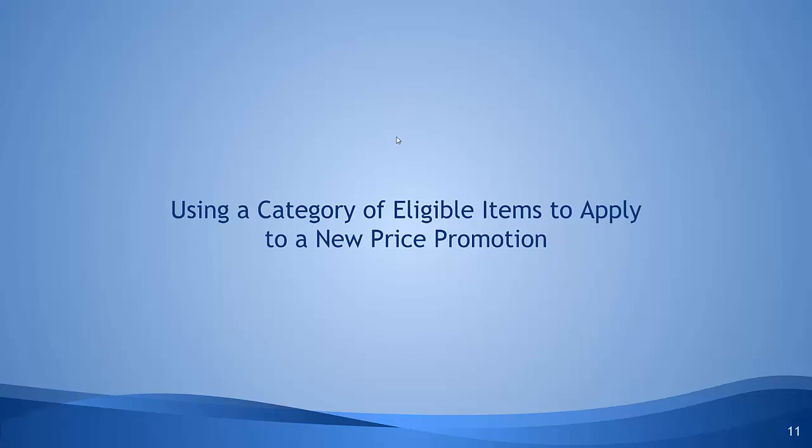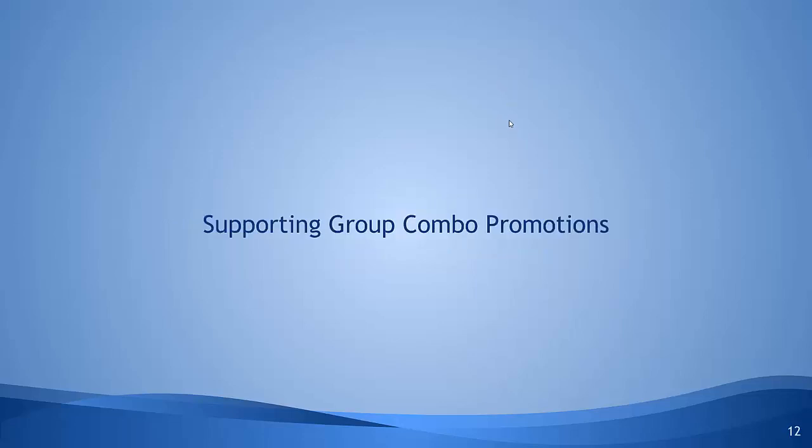Using a category of eligible items to apply to a new price promotion. This is significant because previously when we set up new promotions, we had to assign the individual items you could apply that promotion to, which meant that there was a limit of 10. Now that we're using categories to assign those, the limit has been changed from 10 items to infinity items. Big jump. Supporting group combo promotions also allows you to break apart and auto reassemble products.